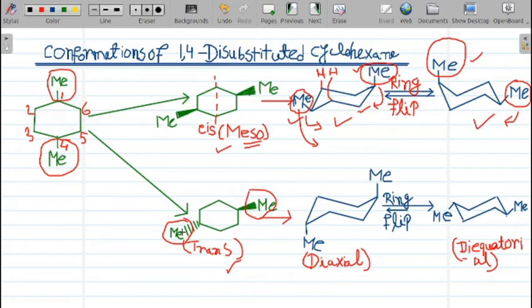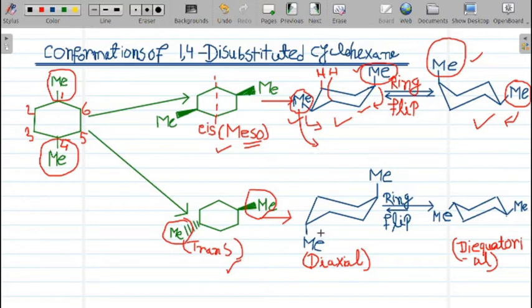And here you can see that if we consider this type of plane in this cis isomer, there will be symmetry present in the compound. So the cis isomer of 1,4 dimethyl cyclohexane will be a meso compound, or an optically inactive compound.